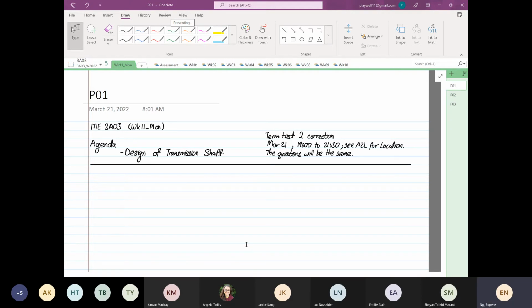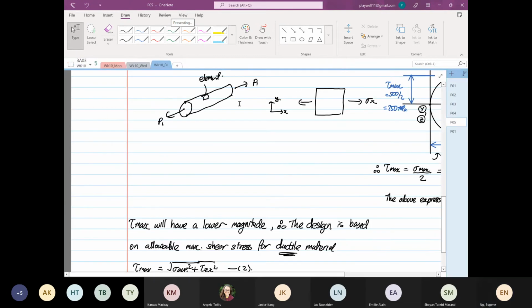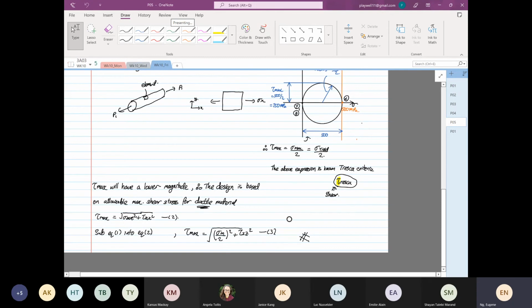So today's agenda will be design of a transmission shaft. I've not completed the theory yet, so let's recap where we got to on Friday. On Friday, I explained why tau max is used, and why we use tau max. Most materials will fail in shear first, because the magnitude is lower.